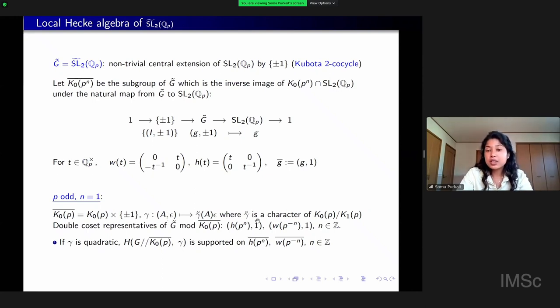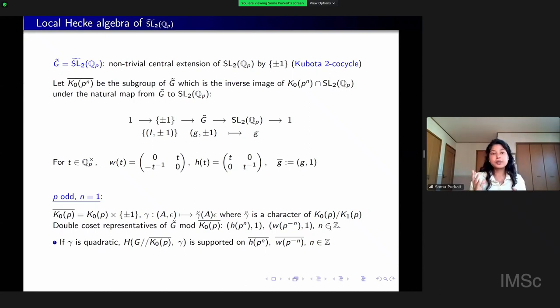So let's start with a character of K_0(p) modulo K_1(p), which is the same as a character of Z modulo p Z star, and use that to define this character gamma. So just take gamma tilde of a times epsilon. Then we compute that the double coset representatives of G tilde modulo K_0(p) bar are precisely these, as n varies over integers.